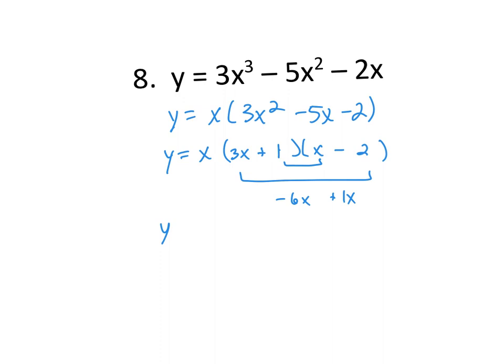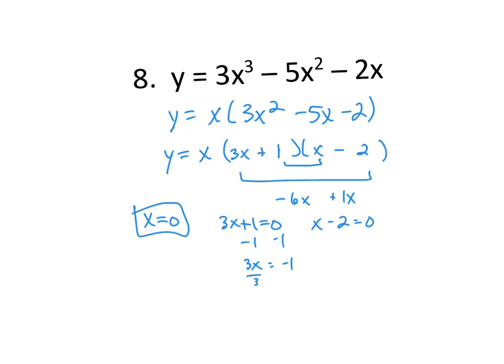So this is, once again, I don't need the y. We would set each of these factors equal to 0. The first one's done. That was easy. Next one is 3x equals -1, divided by 3, we get x equals -1/3. And then the last, we add 2 and we get x equals 2.